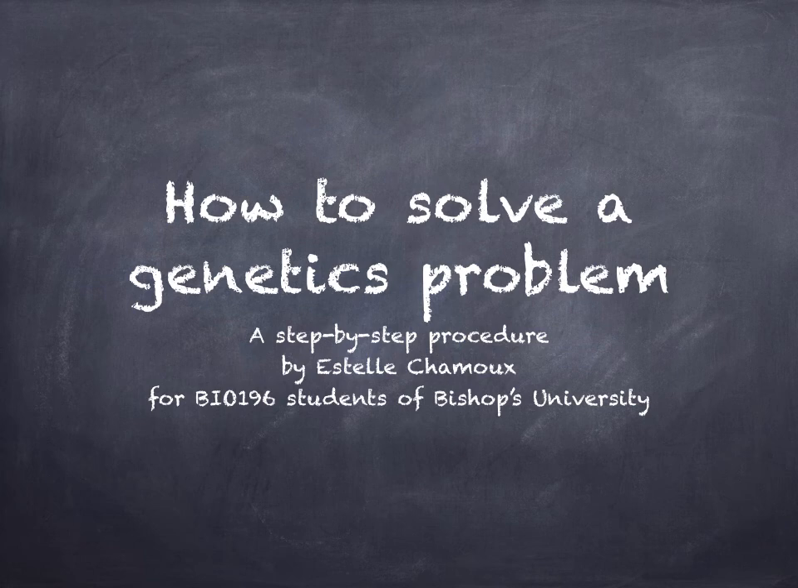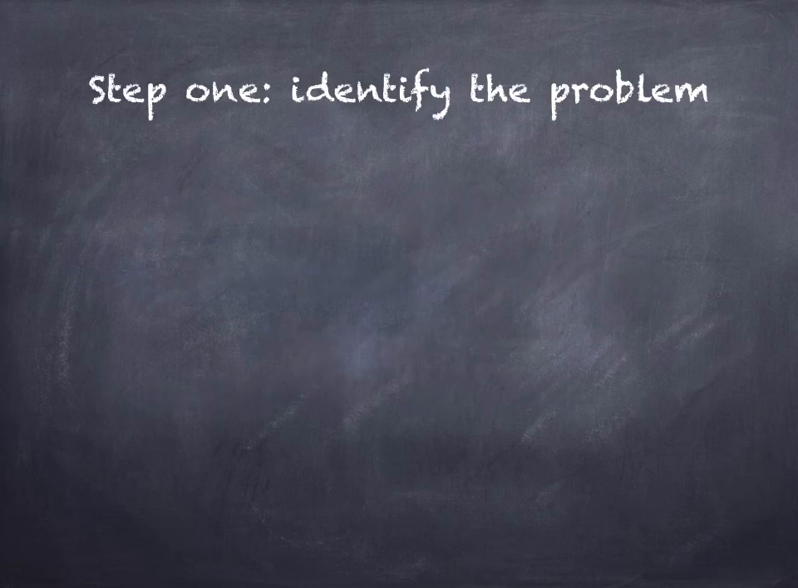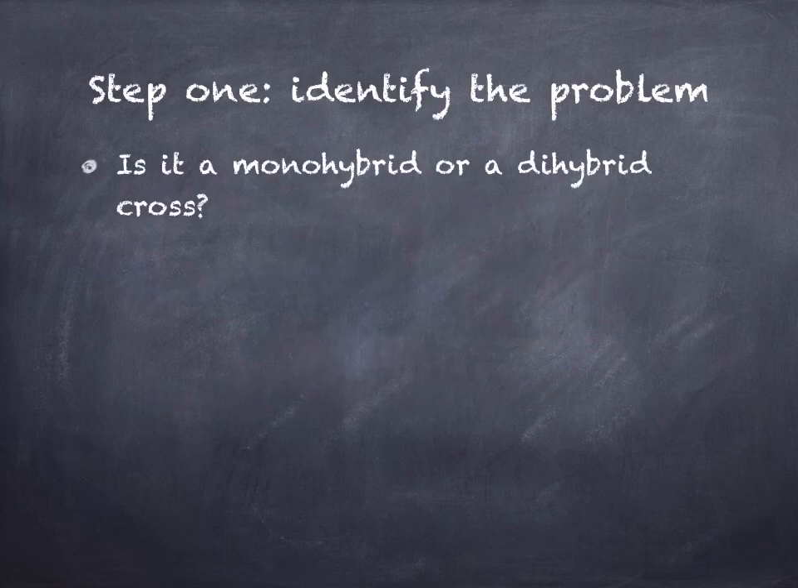So the first step when trying to resolve a genetics problem is to identify the problem exactly. So what is it exactly? Is it a monohybrid or a dihybrid cross? So this is the first question that you should ask yourself.